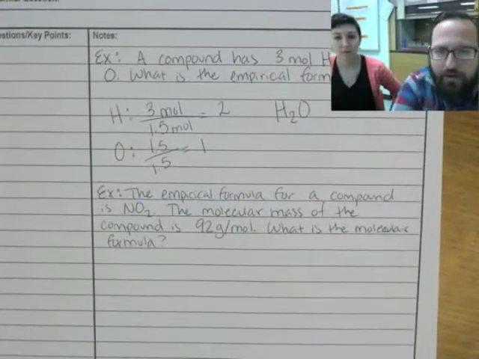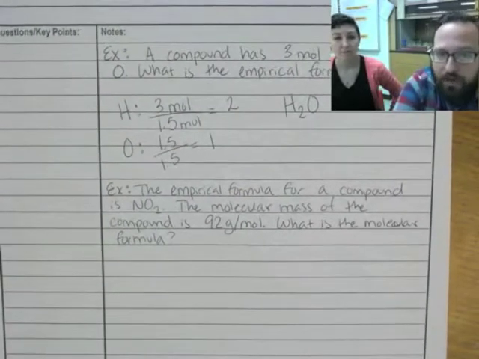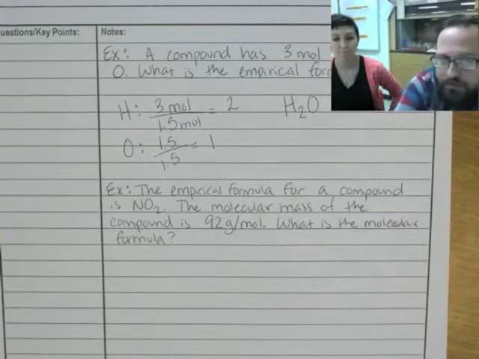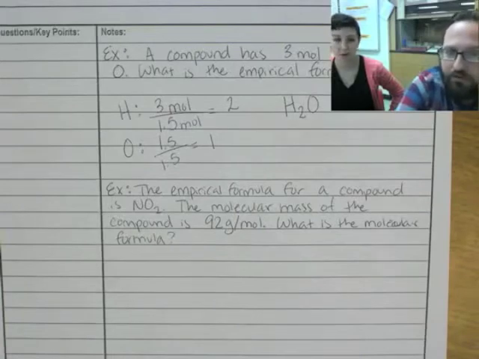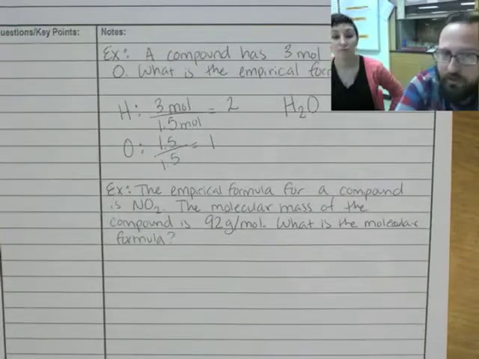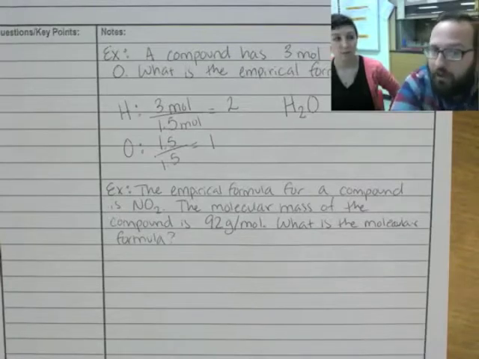Now let's take a look at this second example. The empirical formula for our compound is NO2. That's like what we just solved for, the ratios: 2 oxygens to 1 nitrogen. The molecular mass of the compound is 92 grams per mole. What is the molecular formula?